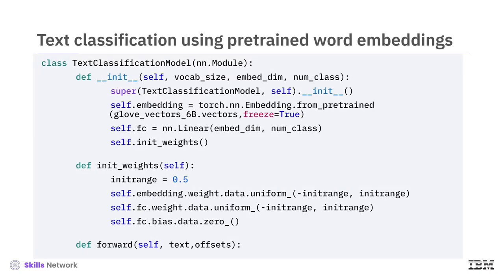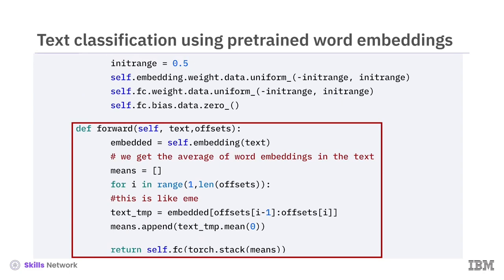You've developed a text classification model and integrated GloVe word embeddings into a PyTorch layer. You use from_pretrained with GloVe vectors 6B .vectors. You will create an embedding bag operation. You can also try setting freeze to false if you have a larger data set. That's it. Check out the lab for more.